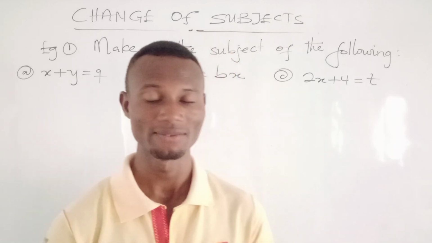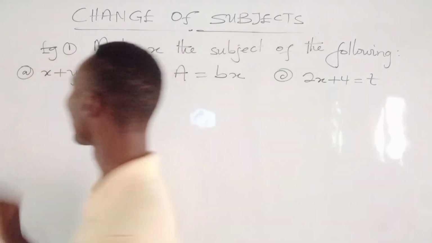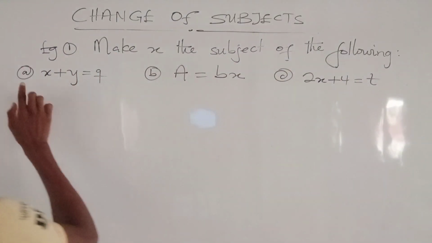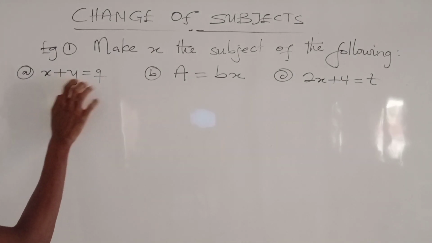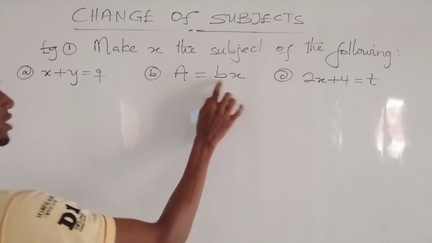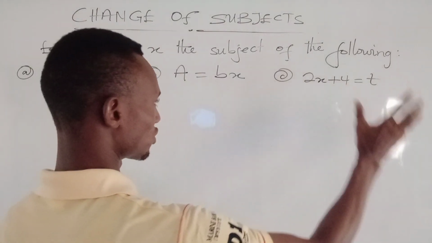So let's go ahead and solve the example on the board. Example 1 says: make S the subject of the following. A, I have S plus Y equals Q. B, I have A equals BS, and C, I have 2S plus 4 equals T.